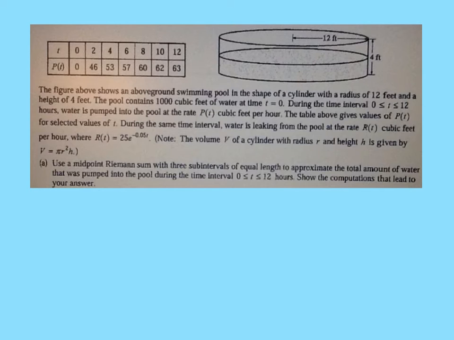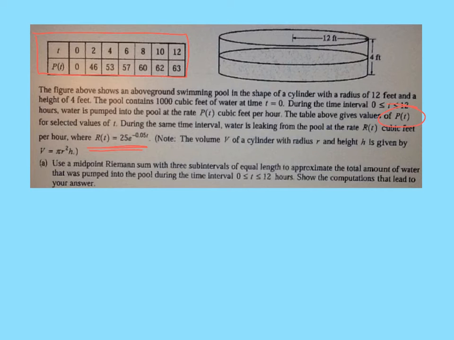All right, so hopefully you've read through this. You see we have a chart that talks about the water being pumped into the pool. So that was our P(t) being pumped into the pool. And then they gave us another equation for a leak in the pool. And we saw this yesterday in a previous example about having two rates happening at once. The difference is now they didn't give us the equation for water being pumped in. They gave us this table up here about water being pumped in.